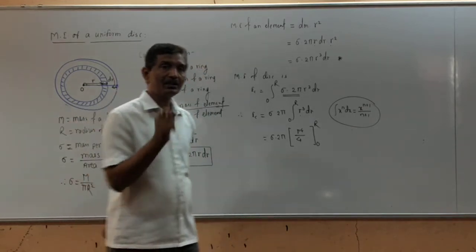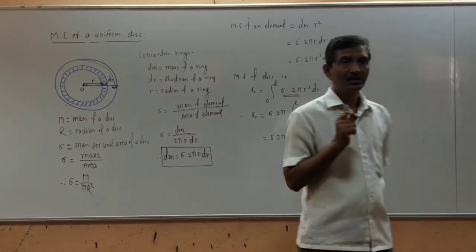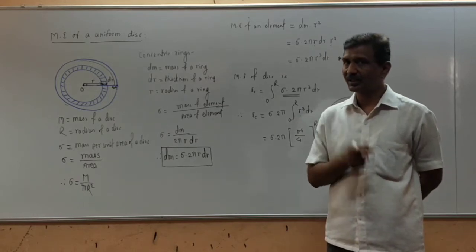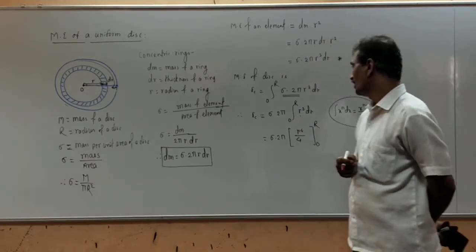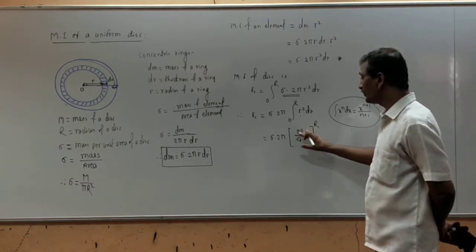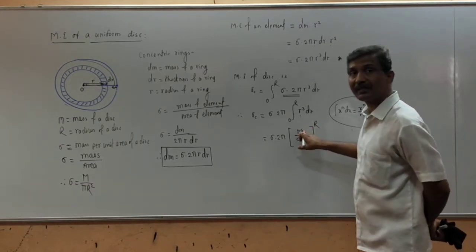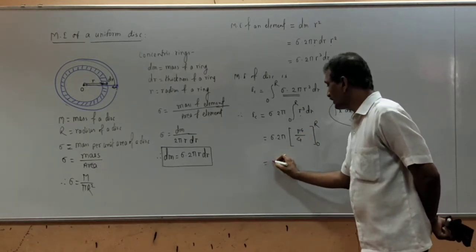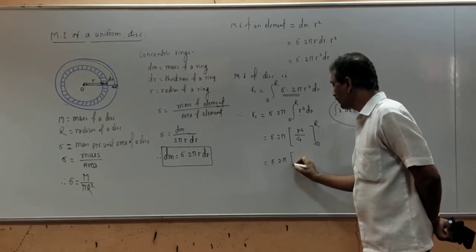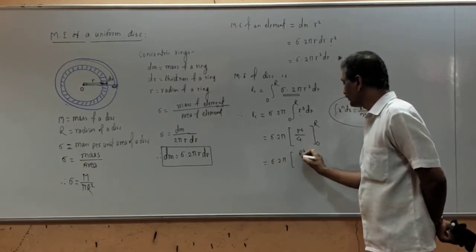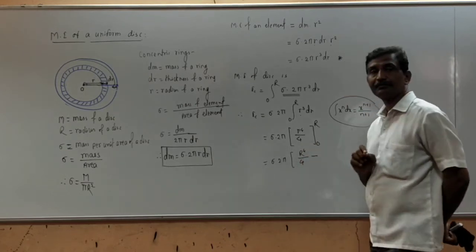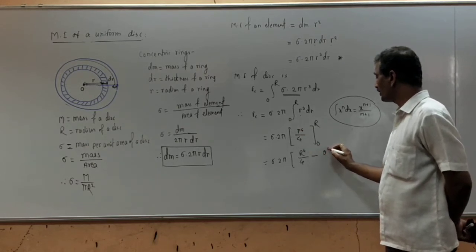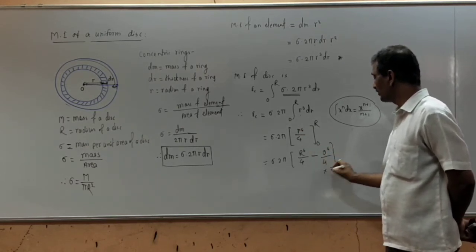Now apply the fundamental theorem of definite integration. So what is that theorem? First, replace the variable r by the upper limit. So here we get sigma into 2 pi, upper limit is capital R, hence we get R raised to 4 upon 4, minus, now put the lower limit, means put small r is equal to 0. So 0 raised to 4 upon 4. So this second term is 0.